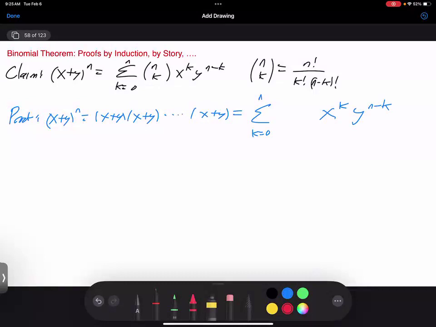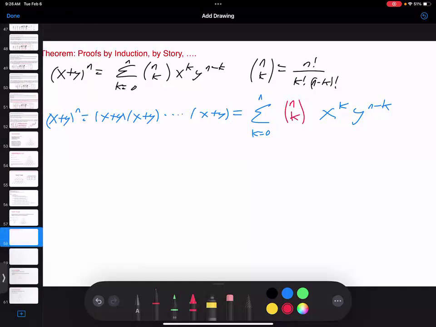And now I just notice that how many ways can I choose k of the factors to be x? I have n factors. I have to choose k of the n factors with order not mattering. That's just n choose k. So as soon as you've defined n choose k to be the number of ways to choose k objects from n when order doesn't matter, it tells you that that's going to be these numbers.